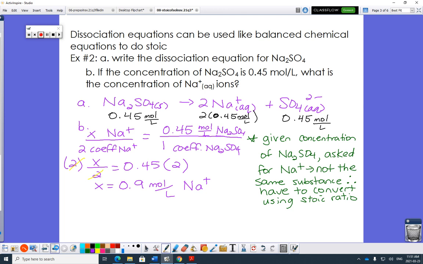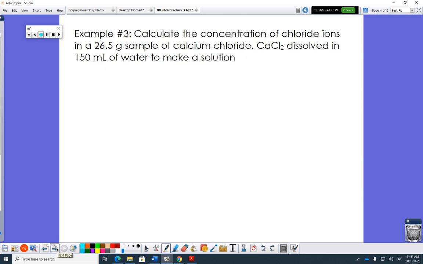Okay, so for the next example, it says calculate the concentration of chloride ions in a 26.5 gram sample of calcium chloride. So now we have to incorporate grams as well, but that's okay, we know how to do that. Dissolved in 150 milliliters of water to make a solution. So this question doesn't, like I said, this would be like part B. Part A, if you needed a dissociation equation, I would write part A, write the dissociation equation.